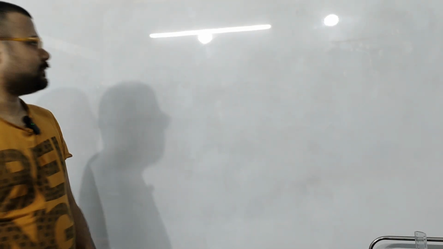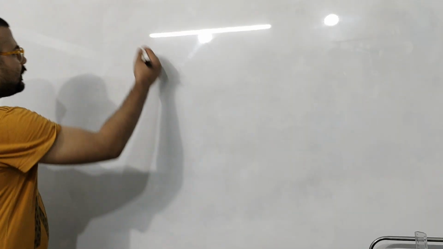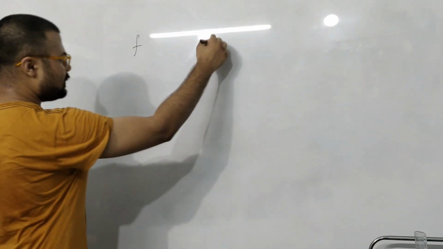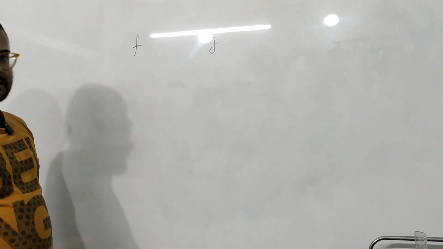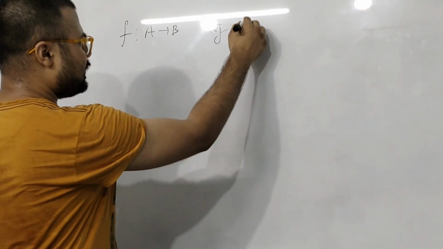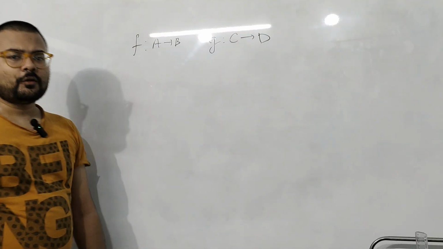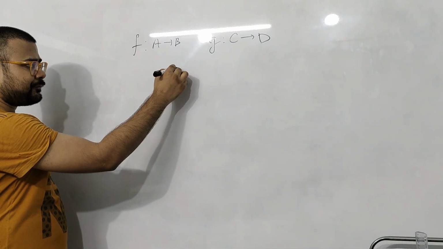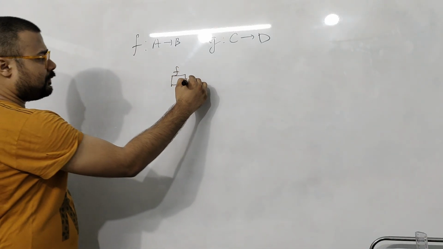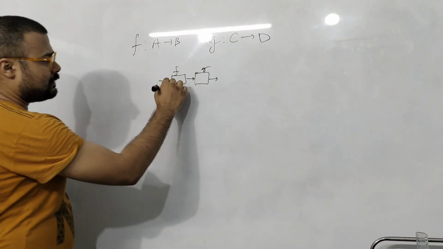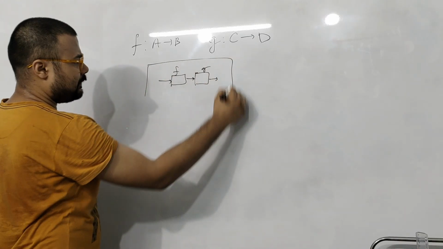Okay, now let's look at the commutativity and associativity of composition of functions. When it comes to commutativity, let's say you have functions f and g such that both fog and gof are possible. Then gof being possible means that first you apply f, and then you apply g to the output of f. So this is gof.